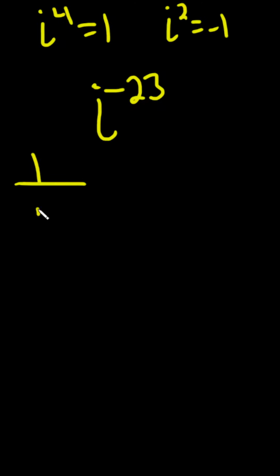Okay, compute i to the negative 23. So we're going to use two facts. One, i to the 4 is 1, and two, i squared is negative 1. Let's start by writing it as 1 over i to the 23. Now we need to think about how we can write this with i to the 4.